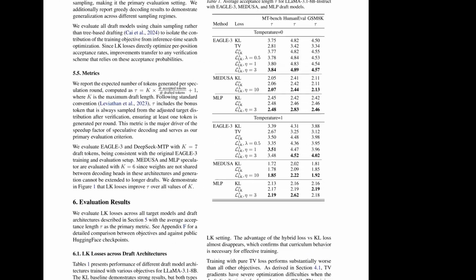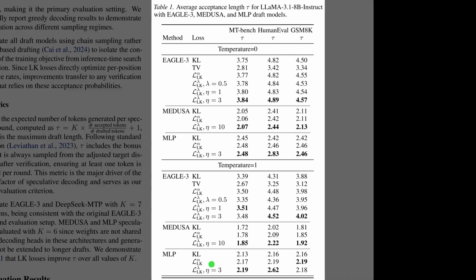Moving from theory to results, Table 1 validates this intuition using the Llama 3.1 8B model. It reports average acceptance lengths for Eagle 3, Medusa, and MLP architectures. Focusing on the Eagle 3 section at temperature 0, standard KL training achieves a score of 3.75 on MT Bench. In contrast, the pure total variation loss fails to converge well, dropping performance to 2.81. The hybrid LK loss solves this, delivering the best results across all tasks, which confirms that balancing the objective is key.